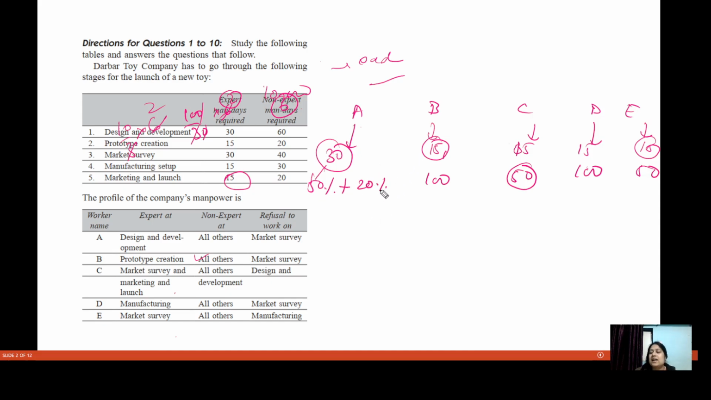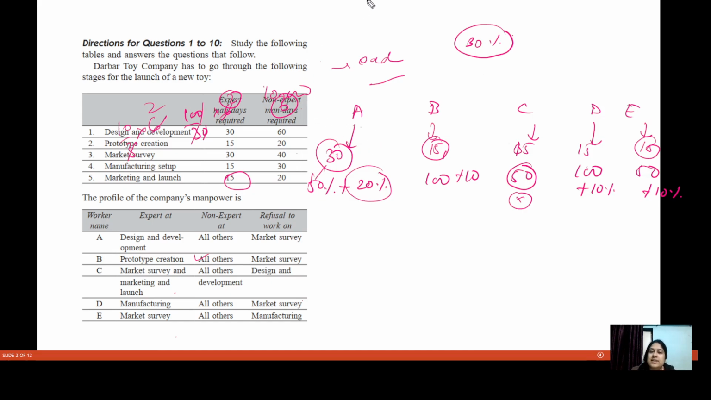Now, if he is doing 20% of the work more, then 30% of the work is left, and we have to distribute this 30% of the work equally among how many people? See, this C will not come to work on design and development. So the remaining 30% of the work, each one is doing 10% of the work.